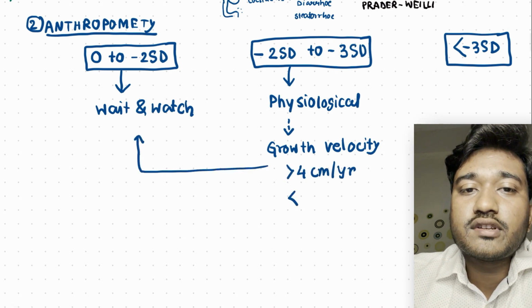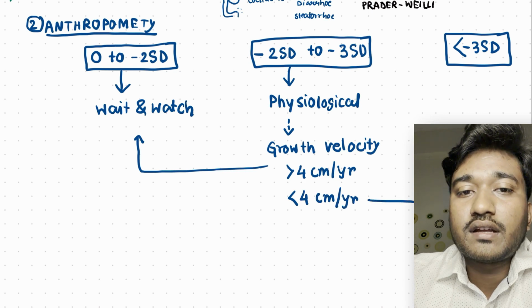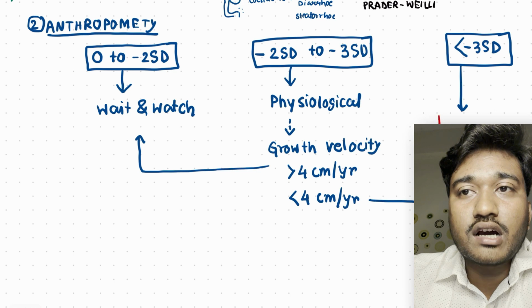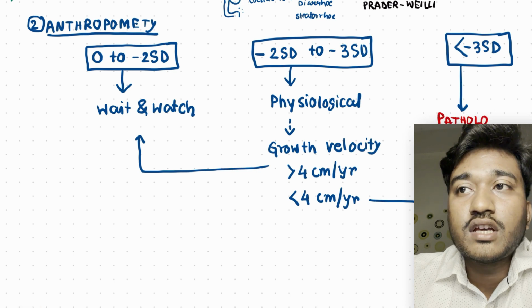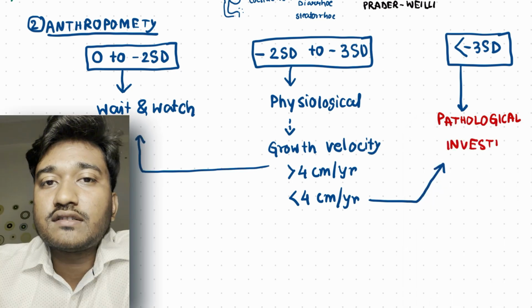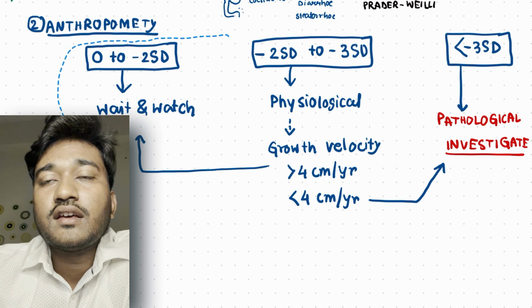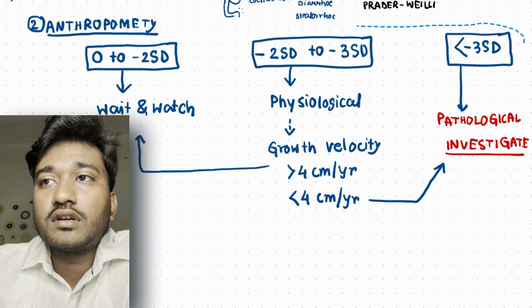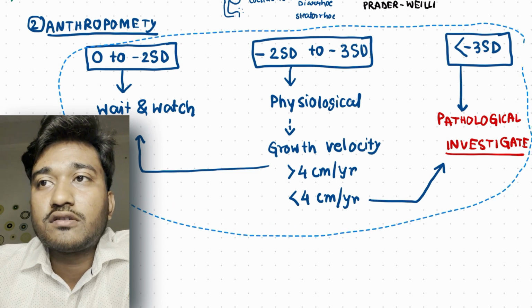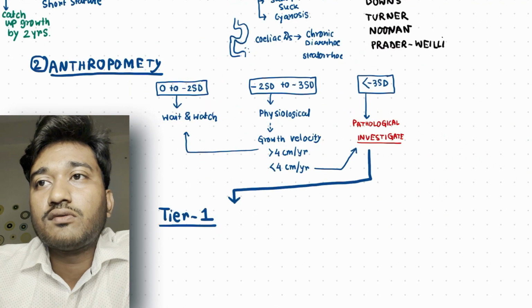If it is more than 4 cm per year, there is no issue, just wait and watch. If less than 4 cm per year, that means the growth curve is going to be either flat or downwards. Now it could be pathological, so we have to investigate. If the child's height for age is less than -3 standard deviation, we have to classify it as pathological and investigate. And if the growth velocity is less than 4 cm per year, once again we have to investigate.